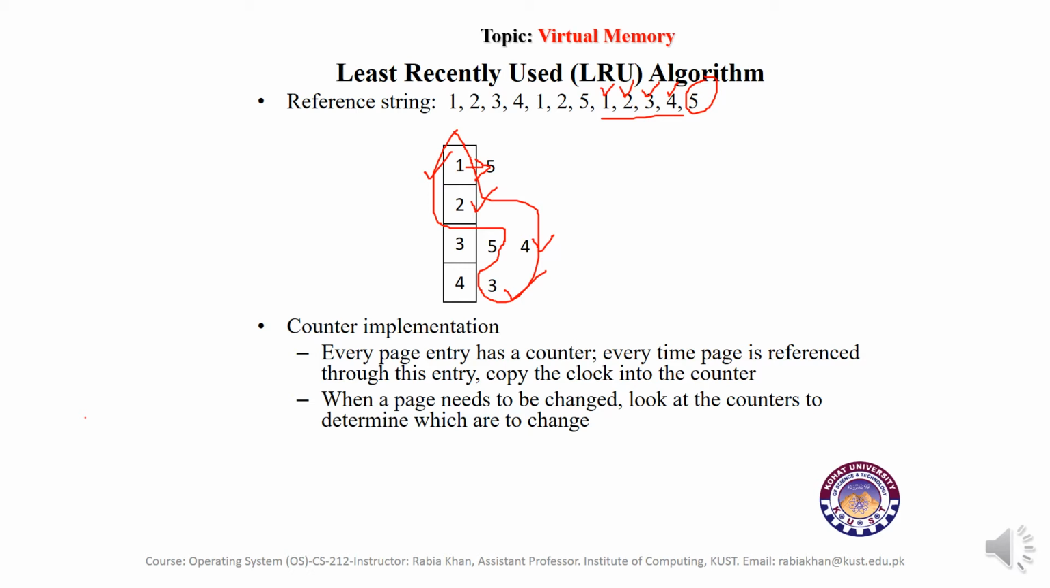For our understanding, we maintained a look back, but in the system, a counter is implemented with every page table entry. Whenever a page is referenced, the counter is set, and hence it counts the number of times a page has been referenced. The one having least value in counter will be replaced. That means it has been used least in the past. So total number of page faults in this case are 4, as you can see, 4 page replacements have been made.